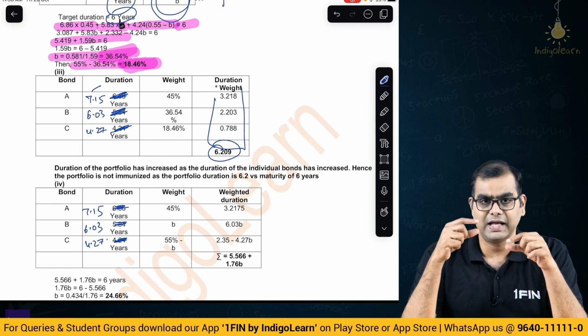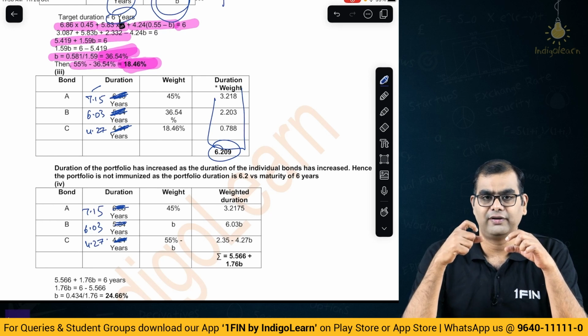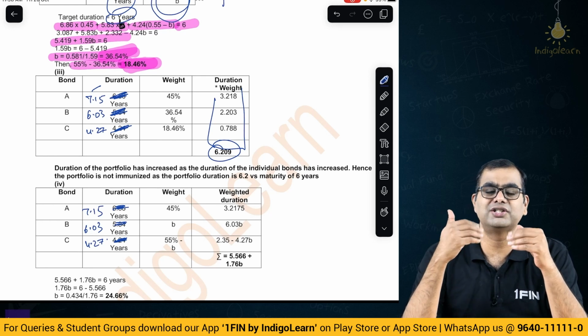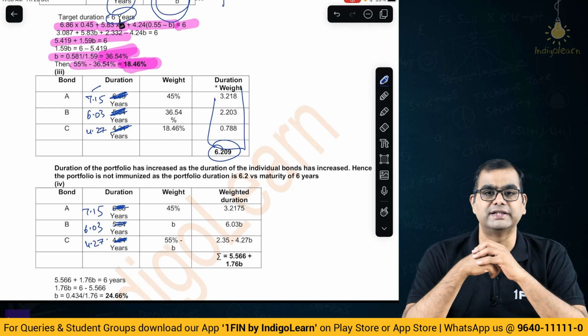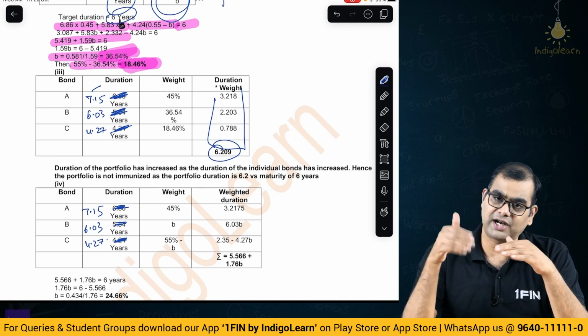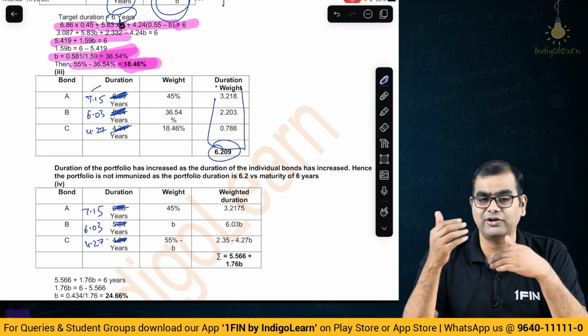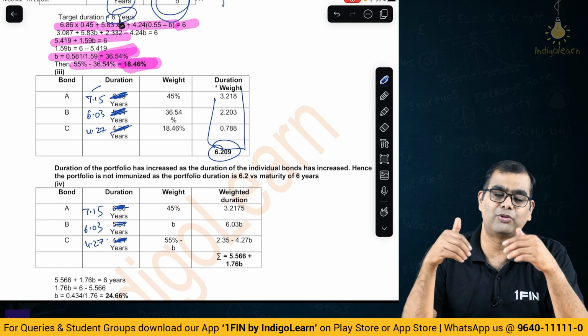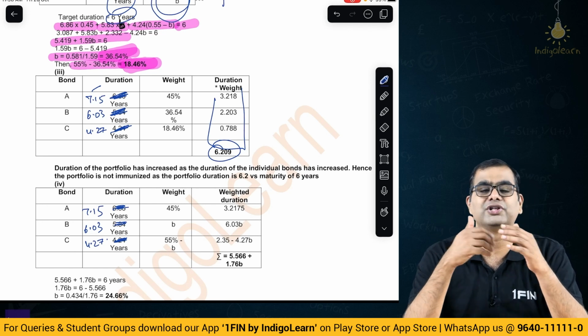Now, one aspect that all of you have to remember from a practical or real life perspective is, this duration will change whenever there is a change in interest rate. Exactly what we have seen in this case. So, if interest rates are continuously changing, it means that you have to be continuously changing the weights of the bonds in the portfolio such that the duration is matching.